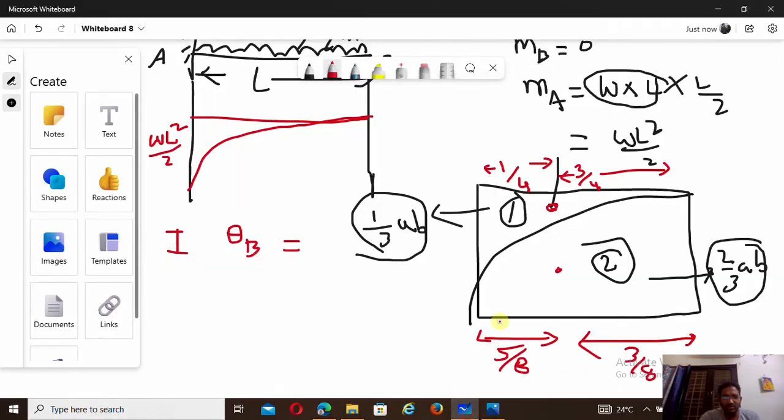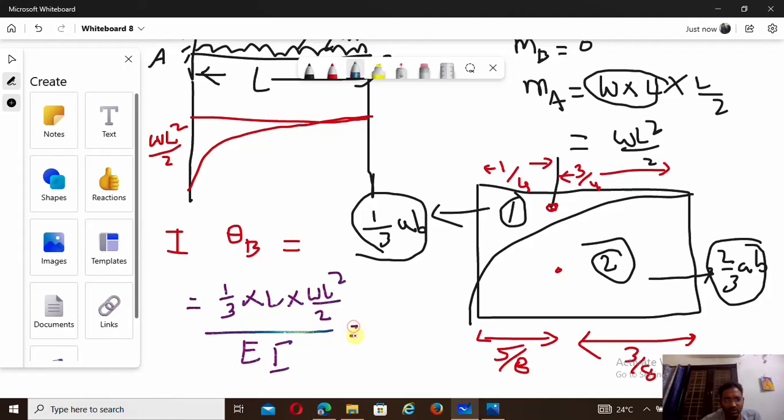Why? Because actually you will get the diagram like this. Actually you will get the diagram for simply supported whatever, this is the diagram. So that's why I noted like this. Okay, see, we will see the theta at B. The diagram is a parabola. So theta at B is equal to 1/3 of, what is the base here? L is the base, and what is the ordinate? W L square by 2. See, this is the ordinate and this is the base, divided by EI. So finally we got W L cube, L square into L is L cube, divided by 3 twos are 6 EI. W L cube by 6 EI. Okay, so this is the slope at point B.